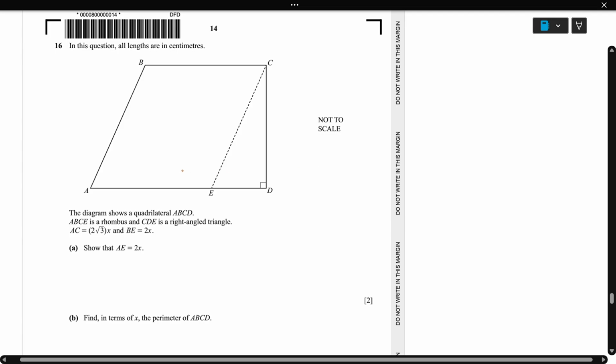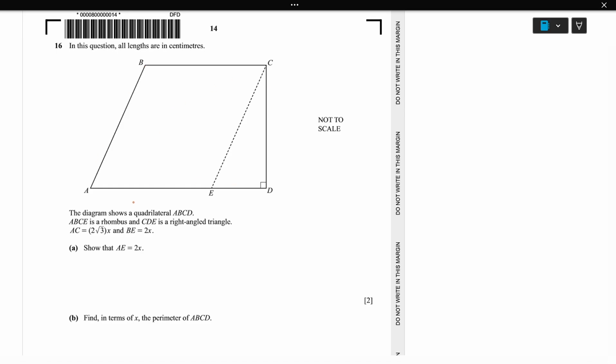The diagram shows a quadrilateral ABCD. ABCE is a rhombus. CED is a right angle triangle. AC, we have to draw a diagonal here, which is 2 root 3x, and BE also is given, which is 2x. So we know in a rhombus the diagonals bisect each other, they will make it half.